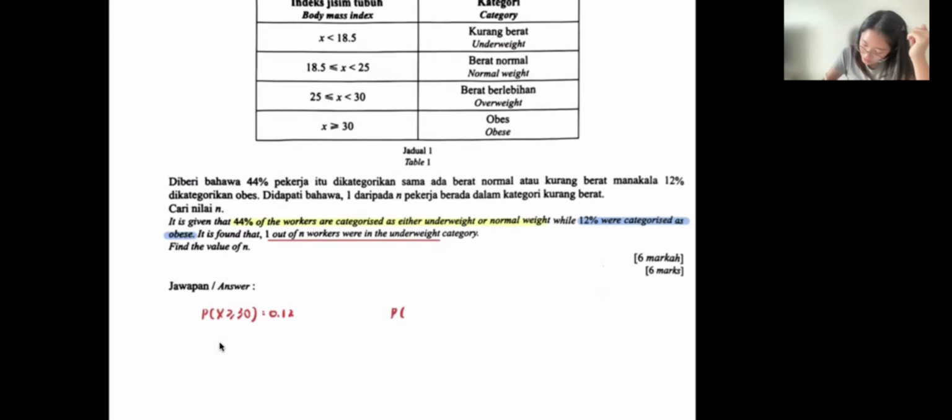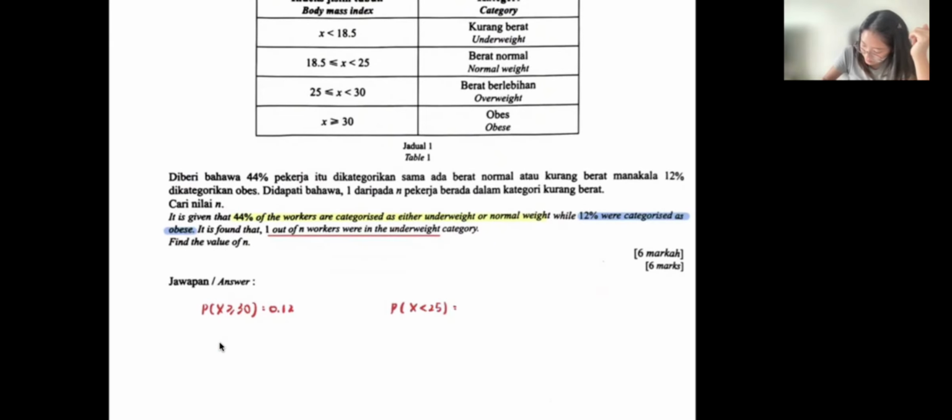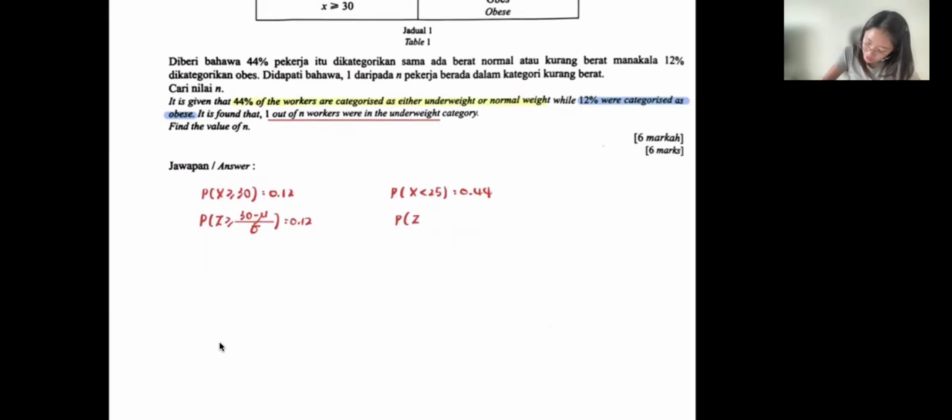Number 2 is x less than 25 equals 0.44. Change it back to probability. Then we are going to standardize this to, minus mean. Do you have mean? No. Do you have standard deviation? Also no. Okay, so write it like this. These two pieces of information are for you to find mean and standard deviation. Same goes to this part. Standardize. (25 minus mean) over standard deviation equals 0.44. Okay, now everybody, let us draw the standard normal graph curve to locate where is your z-score.